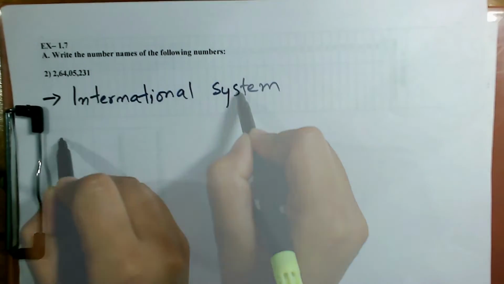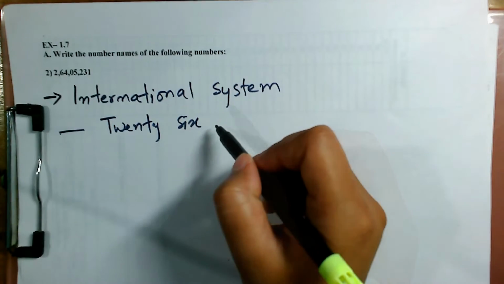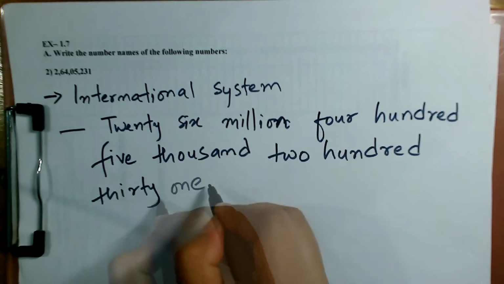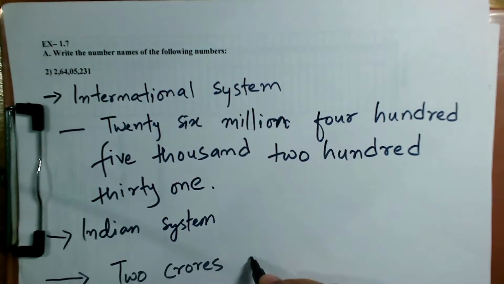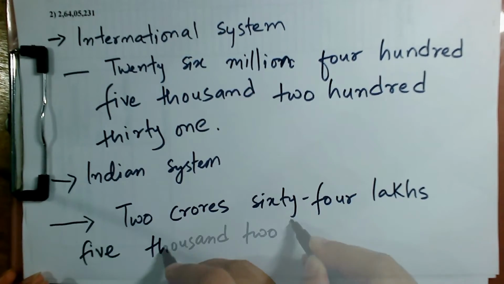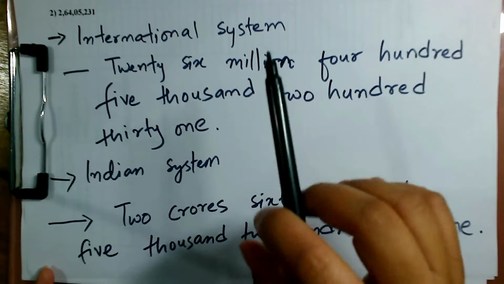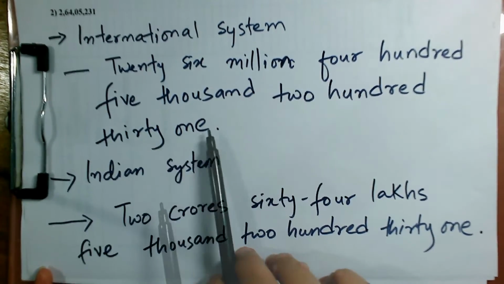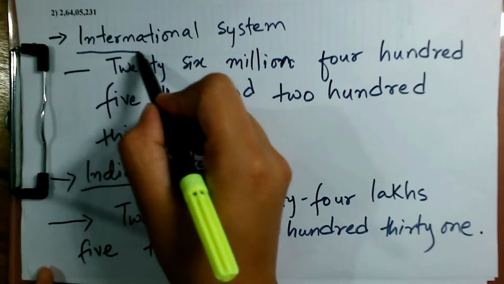26405231. In the international system, it is written as 26,405,231. This is the international, and in the Indian system, it is written as 2,64,05,231. This is international and Indian system. Let's read again. International is 26,405,231. Indian system, 2,64,05,231. This is Indian and this is international system.